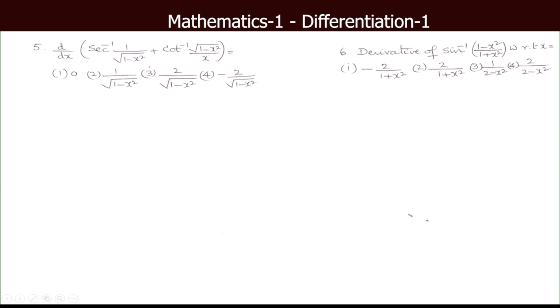Now, r secant 1 by root of 1 minus x square can be simplified by the transformation theta equal to r sin x. Generally in college, for students to understand, this belongs to minus pi by 2 open interval, because mod x less than 1. Then x will be equal to sin theta.